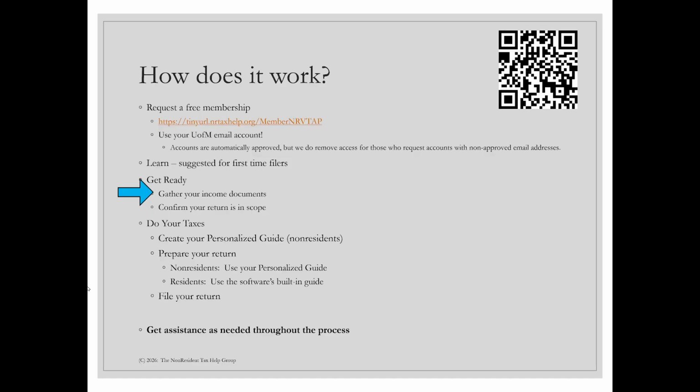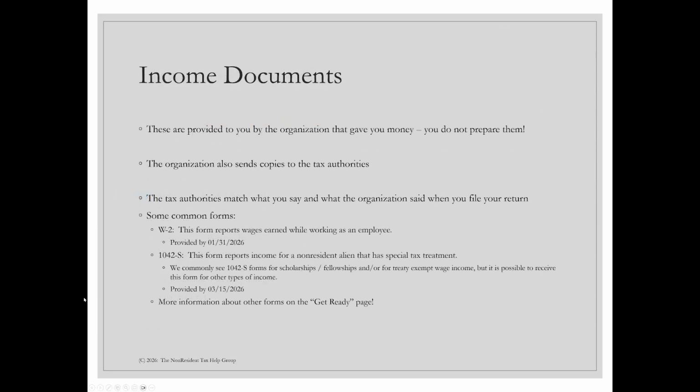All right, so we're going to gather Lisa's income documents here. As we think about income documents, these are documents that are provided to you by the organization that gave you the money. So you're not going to prepare an income document. You're not going to create a W-2. You're not going to create a 1042S. When the organization that gave you the money sends you that form, they also send a copy to the tax authorities. And then the tax authorities match what you say and what the organization says to make sure everything is the same.